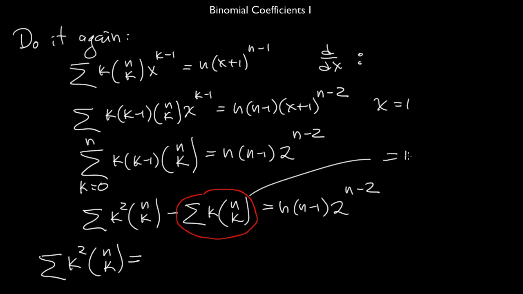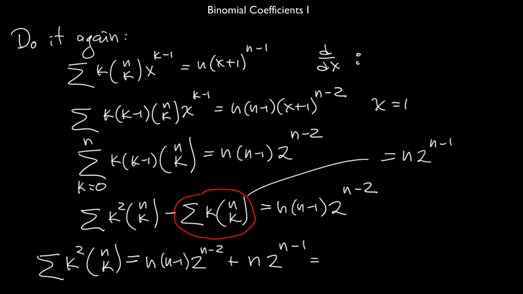So remember that this thing is equal to n times 2 to the n minus 1. So I get a formula for k squared n choose k, which is n times (n minus 1) times 2 to the n minus 2, plus n times 2 to the n minus 1. And this right-hand side simplifies a bit. I can factor out an n times 2 to the n minus 2 from both sides. And what do I get? n minus 1 plus 2.